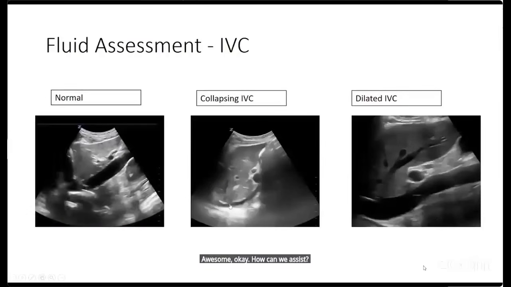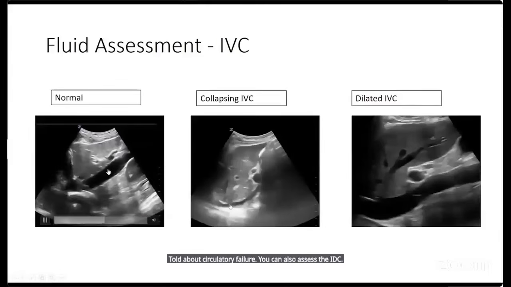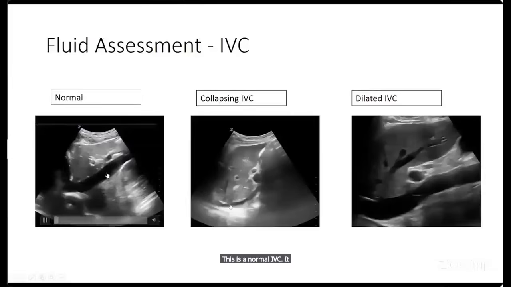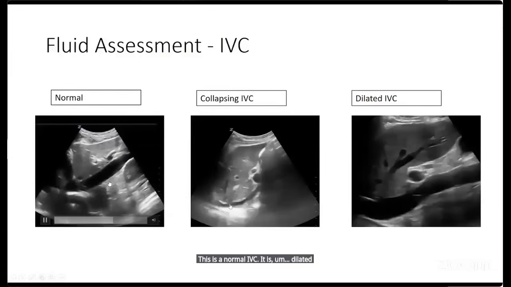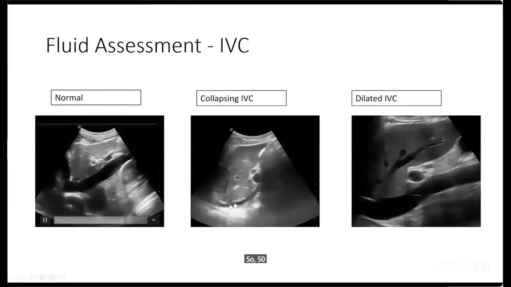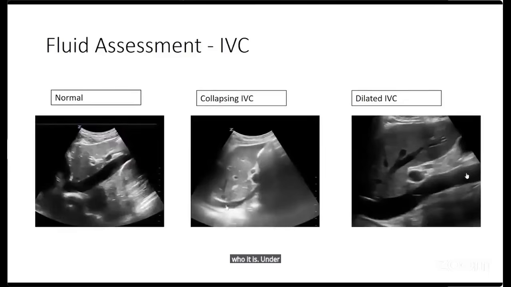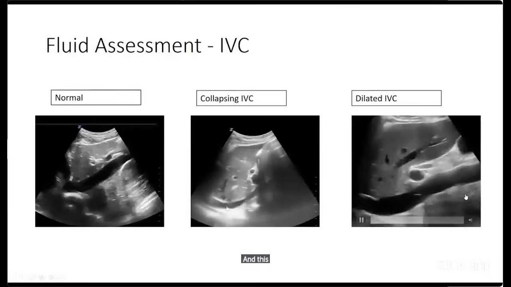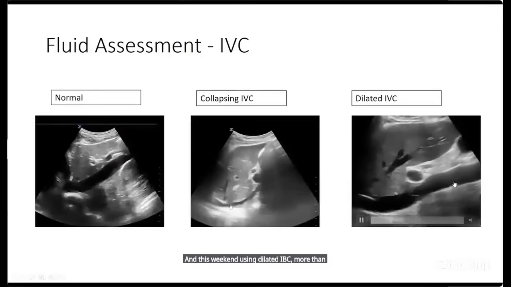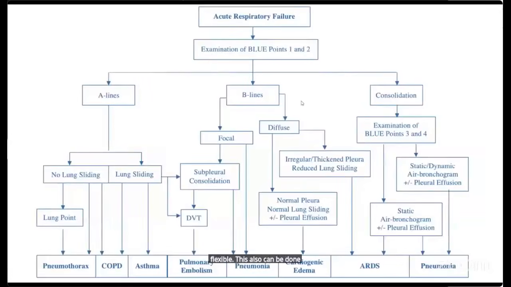How do we assess further about circulatory failure? You can also assess the IVC. This is a normal IVC. Here it is dilated. A normal IVC is up to 2 centimeters and more than 50% collapsible. Over here, you can see that it is less than 2 centimeters and more than 50% collapsible. So the patient is fluid underloaded, so he needs a lot of fluids. Maybe in this we can see a dilated IVC, more than 2 centimeters and less than 50% collapsible. This also can be done on a bedside ultrasound.